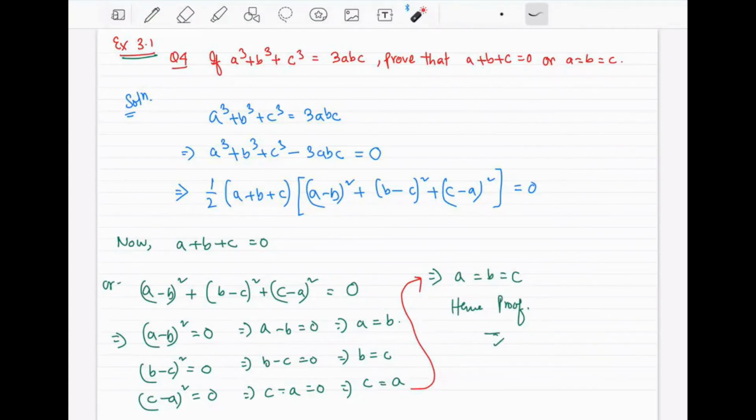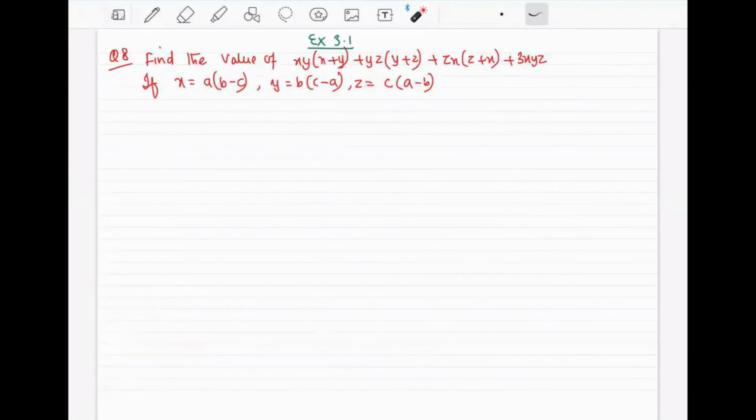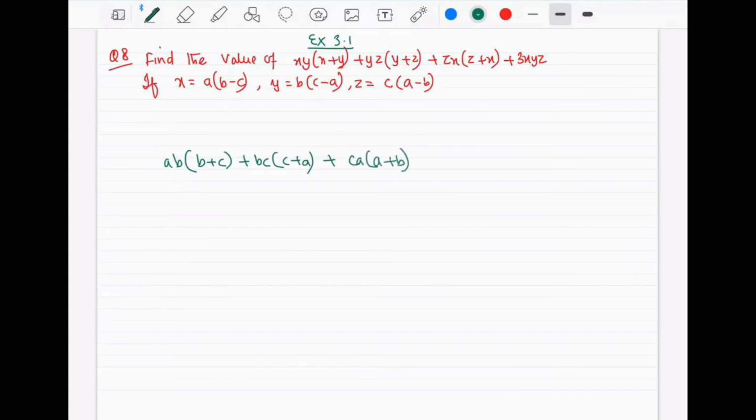I'm moving on to the next question. Next question, remember, for those who haven't attended the first class, let me just remind you of the type of factorization that we have done. We have already done a factorization of this type. It should not be 3xyz, it's 3abc. How do we do the factorization?